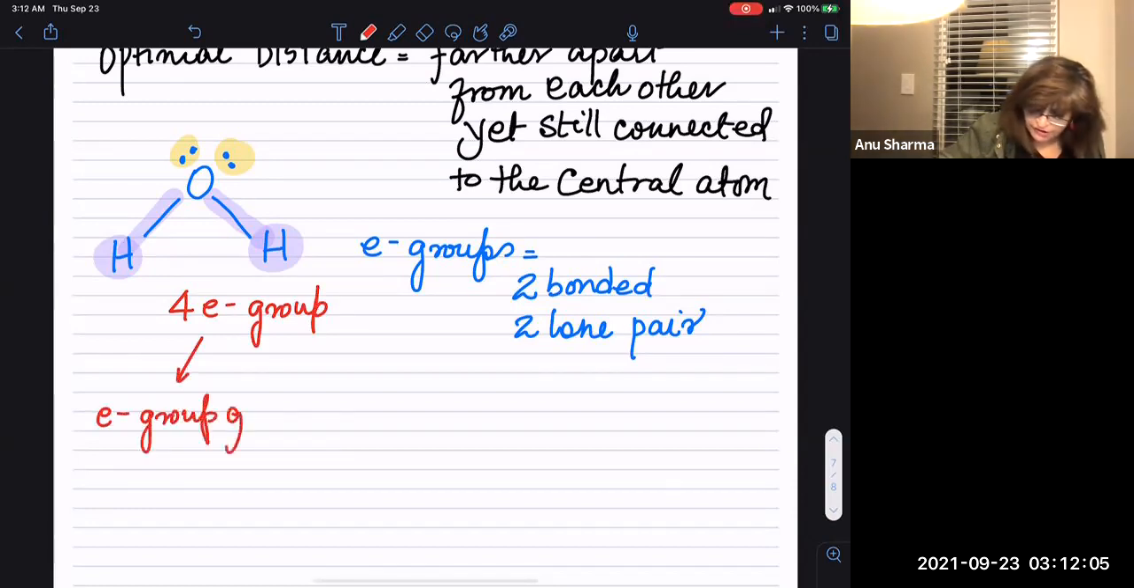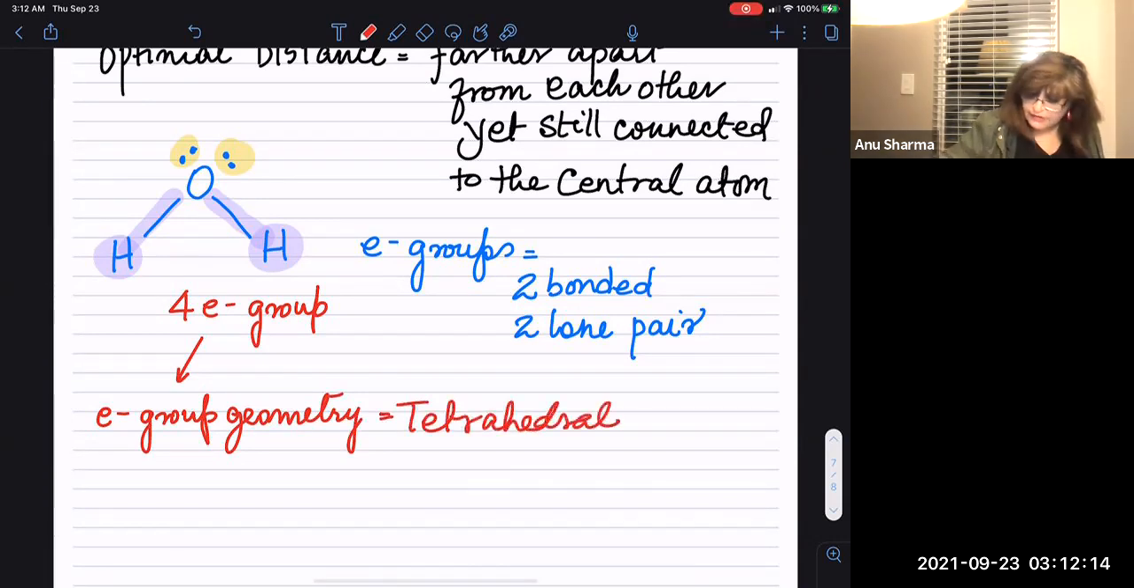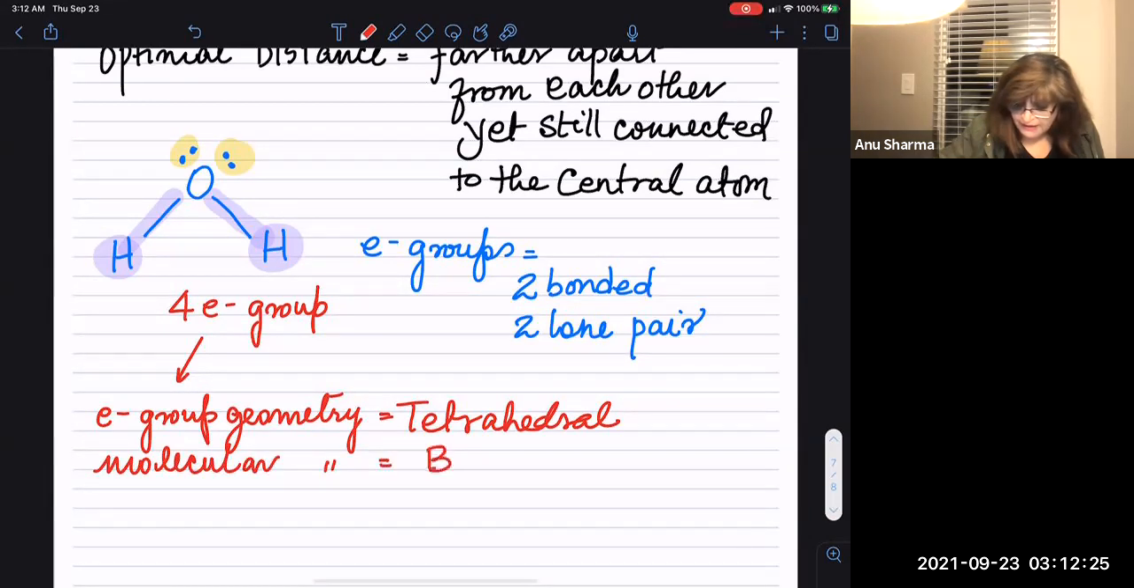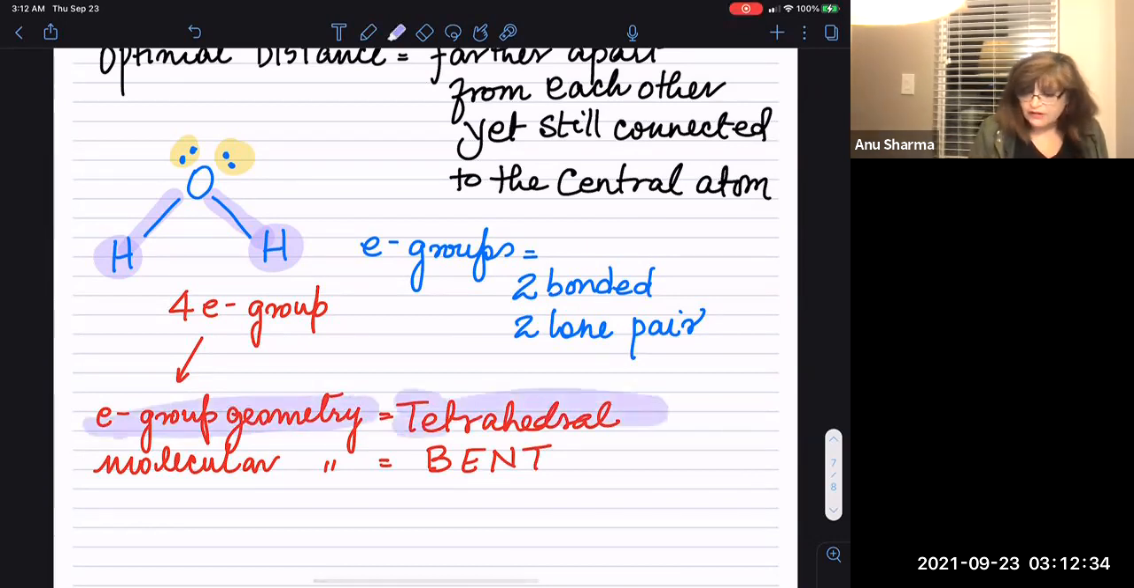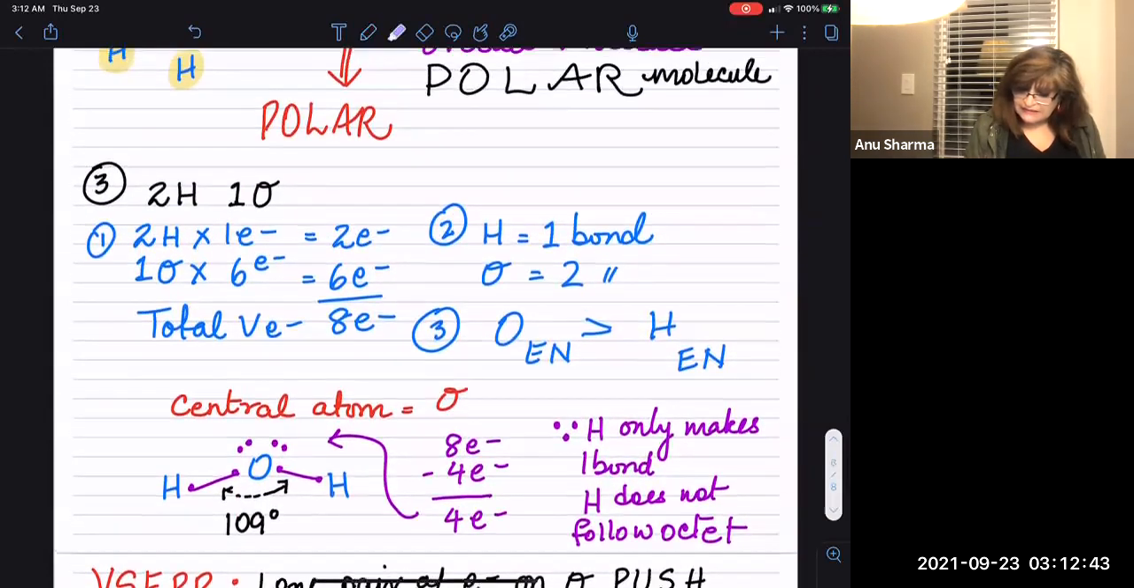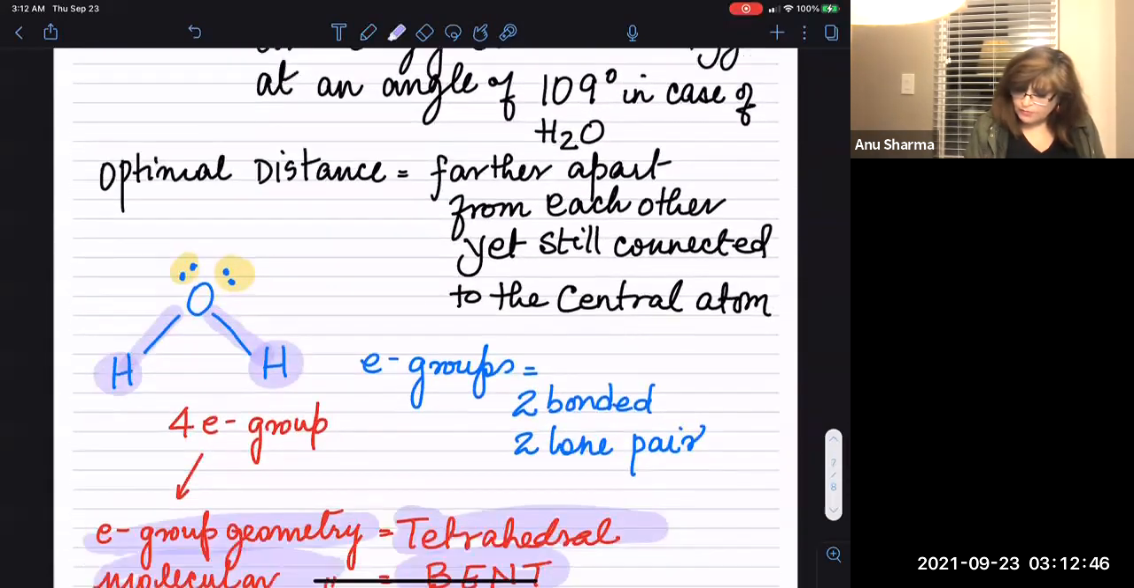And the electron group geometry is tetrahedral. We'll look into tetrahedral a little bit more, but the electron group geometry is tetrahedral, while the molecular geometry, the shape, is bent. So just pay attention to these two things. If it's electron group geometry, then you're going to look at that particular number. But if it's a molecular geometry, then look at the outside and inside, okay? So that's one piece.